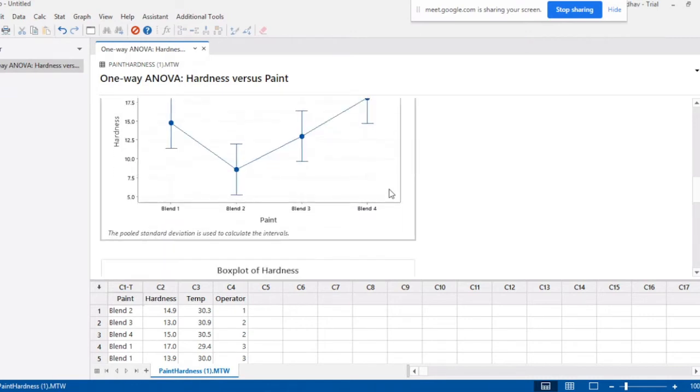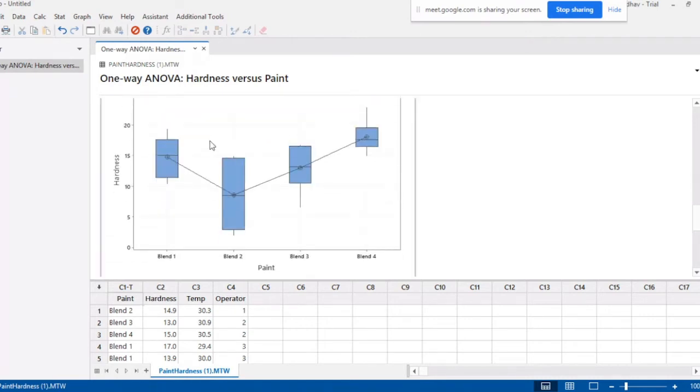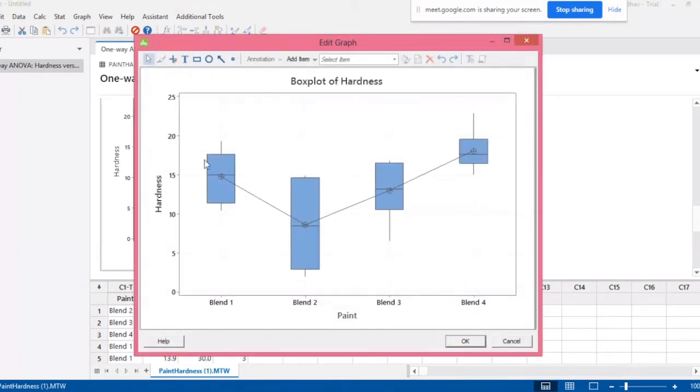If you scroll down, here we have the box plot. So if you double click on this box plot, here we can see the y-axis is the hardness and we have the different blends. So what is your observation from this graph? Any one of you, what is the observation? Means are not equal, sir. The means are not equal?